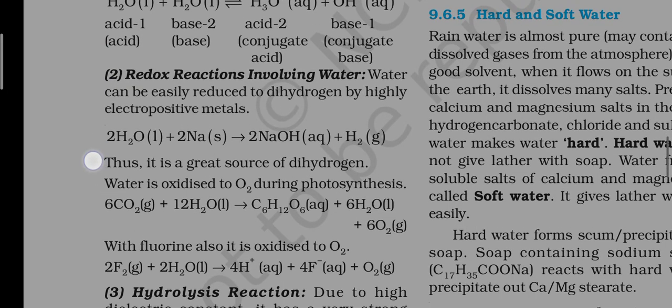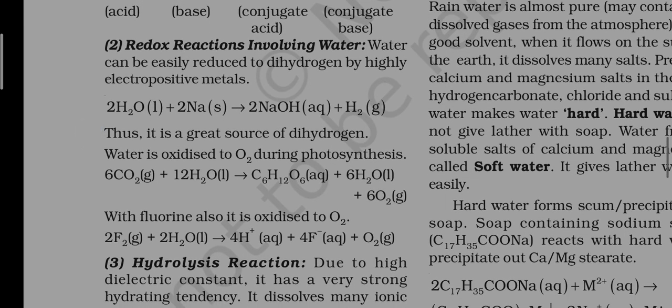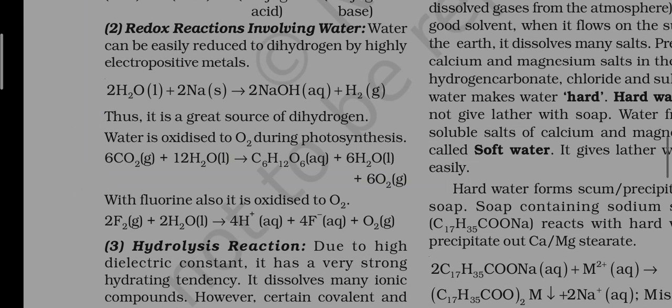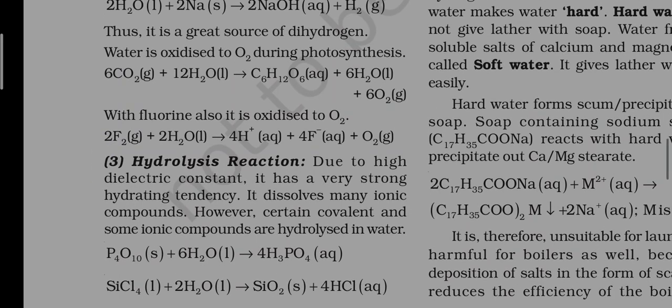Next is redox reactions involving water. Water can be easily reduced to dihydrogen by highly electropositive metals. Thus, it is a great source of dihydrogen. Water is oxidized to oxygen during photosynthesis. With fluorine, water is oxidized to oxygen as well.